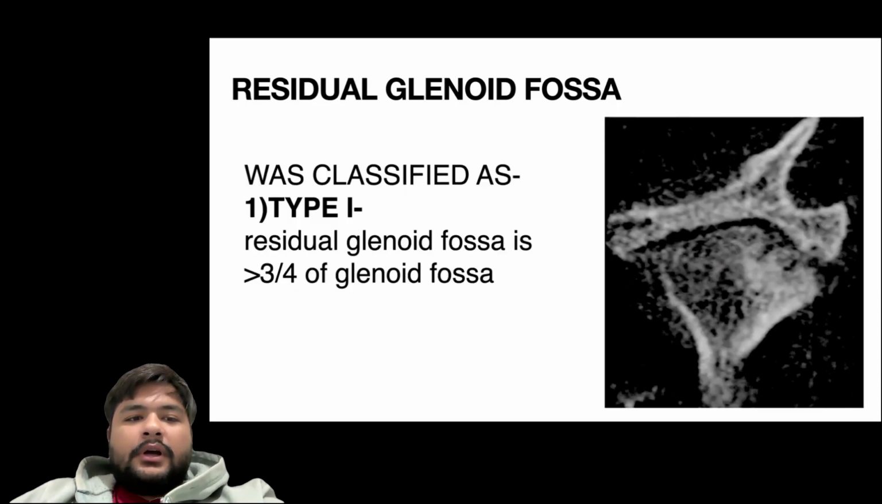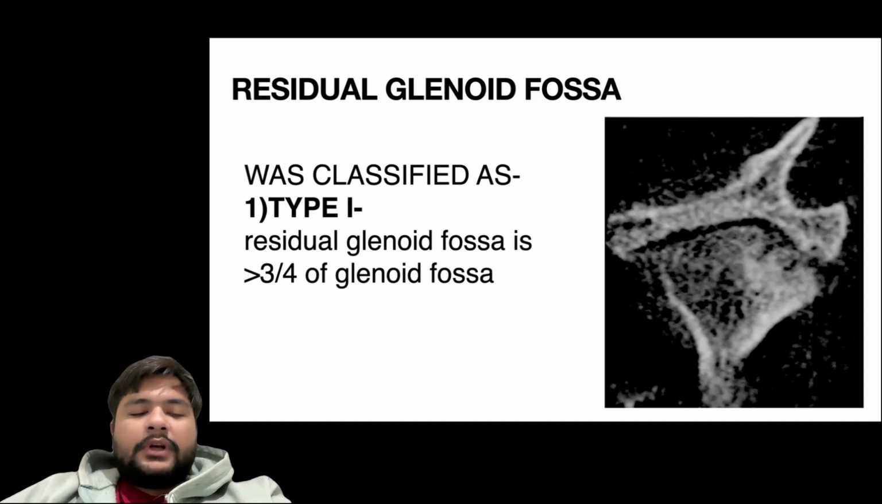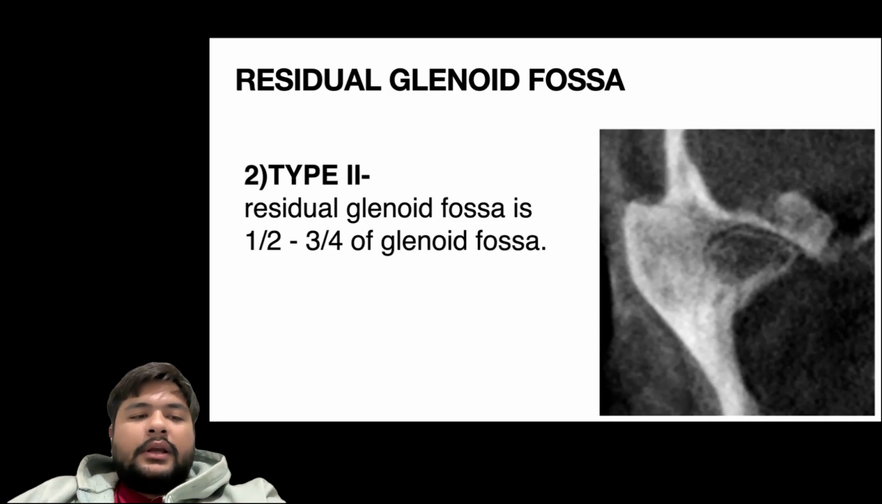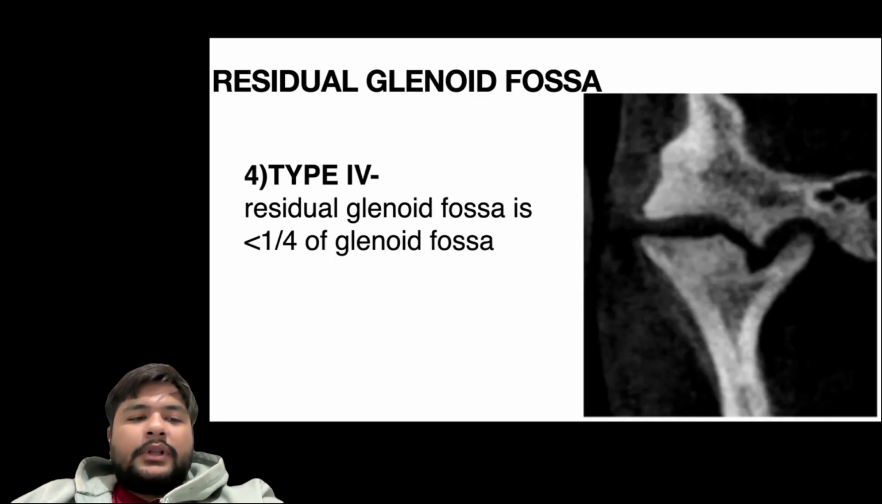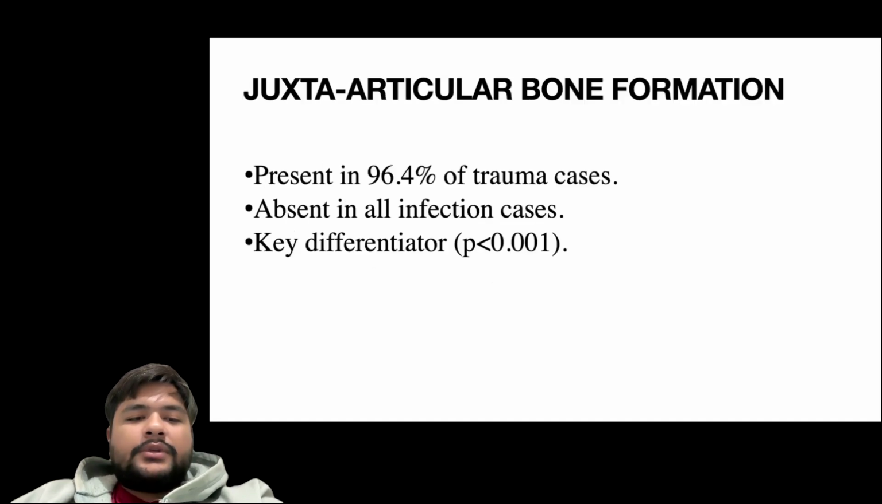Then coming to the classification of the residual glenoid fossa: type 1, the residual glenoid fossa is more than 3 by 4 of the glenoid fossa. Type 2, the residual glenoid fossa is half to 3 by 4 of the glenoid fossa. Type 3, the residual glenoid fossa is 1 by 4 to 1 by 2 of the glenoid fossa. Type 4, the residual glenoid fossa is less than 1 by 4 of the glenoid fossa.